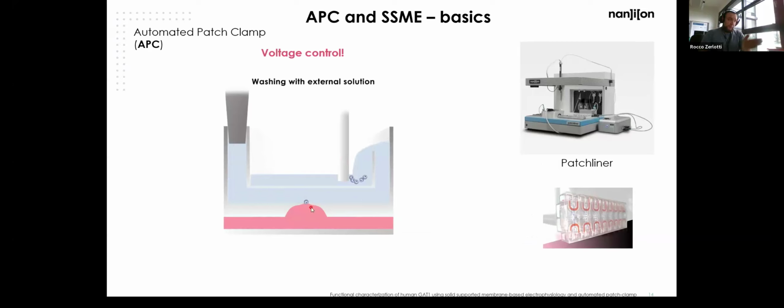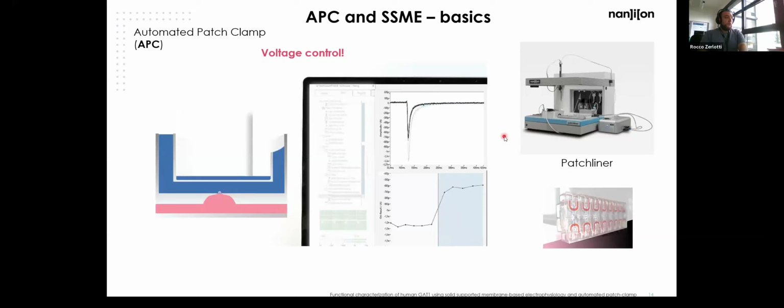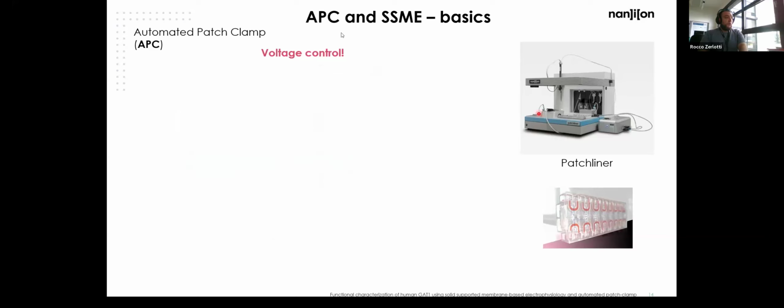So in this case, we have voltage control, so we can apply, for example, voltage jumps and see what happens to the transporter or the channel. We can add compounds and again see what happens. Important in this case is that we have voltage control, and we are working with whole cells.